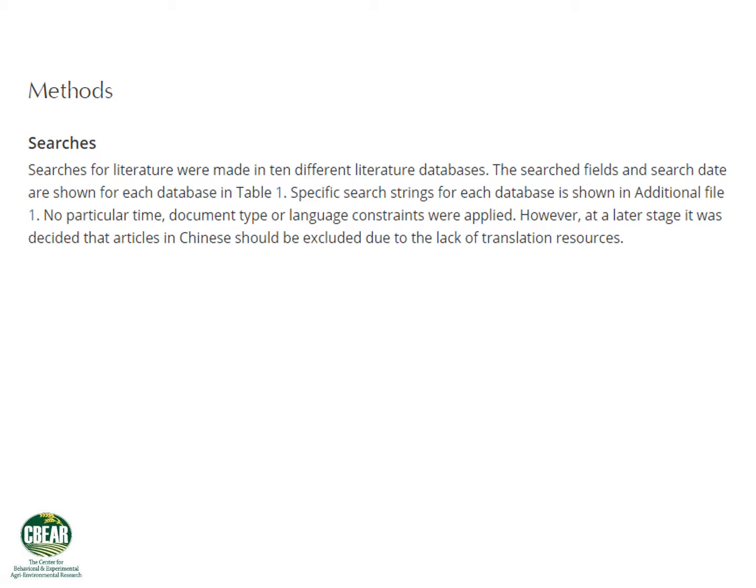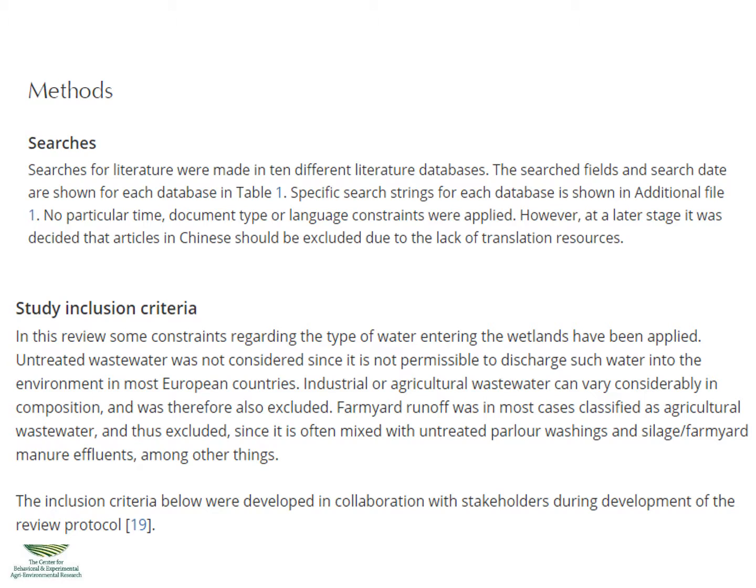And then they spend time talking about what they're going to include in this. They're going to talk about specific things. They're going to be here talking about the type of water entering the wetlands. Untreated wastewater was not considered since it's not permissible to discharge such water into the environment in most European countries where this systematic review was focused. And then they've got a whole bunch of exclusion criteria that they'll be talking about.